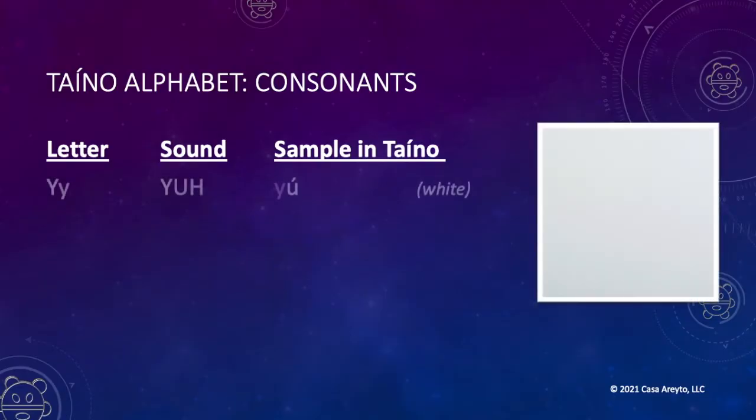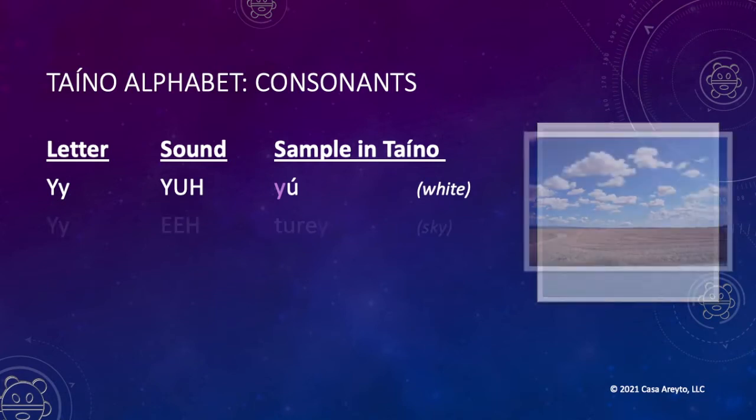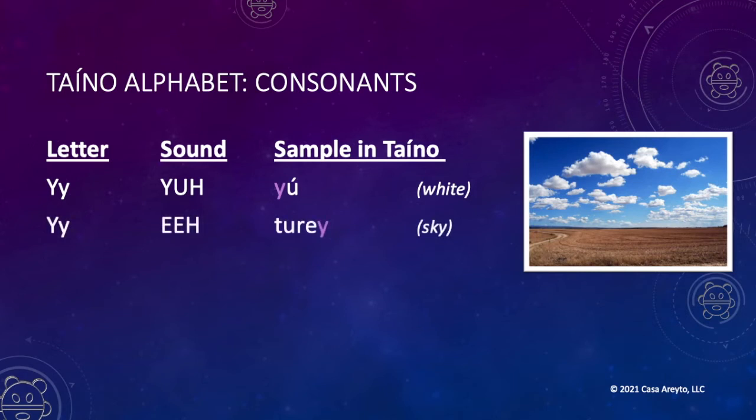The Y, just like in English, has two sounds. One is y, when it is paired with a vowel that comes after it, as in the word yu, which means the color white. Now, when the letter Y comes after a letter such as E or A, it has an E sound, as in ture, sky. The same thing happens in English. You can have a Y that sounds like y in yo-yo, or E as in hey.